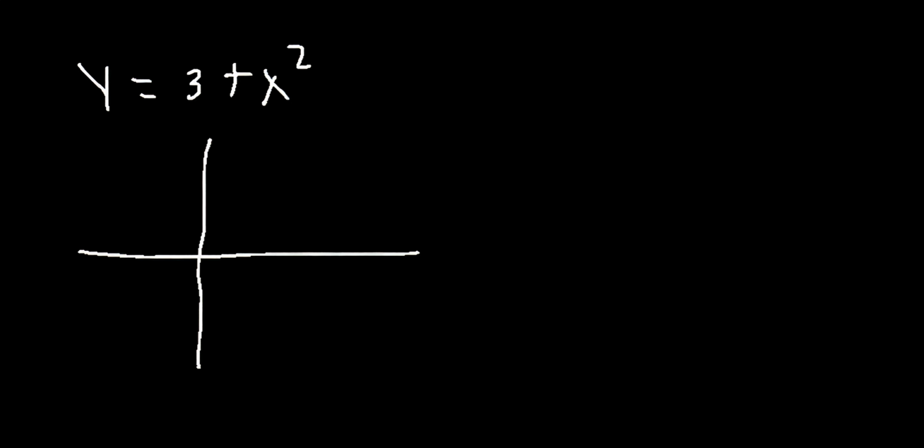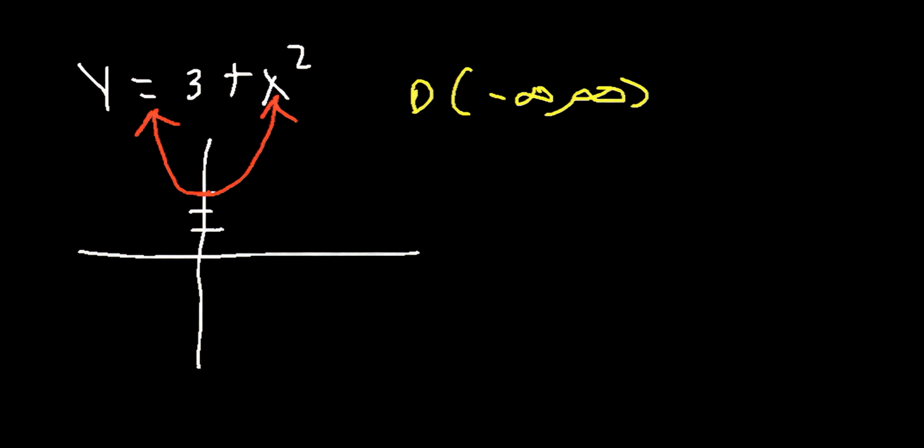Now the next one that we considered was a quadratic function. Let's say if you have 3 plus x squared. The graph is going to start at 3 and it's going to open upward. It's been shifted 3 units up. So the domain for any quadratic function, x can be anything. It's always going to be negative infinity to infinity. However, the range will change. Notice that the lowest y value is 3, but it goes up to infinity. So the range is from 3 to infinity.